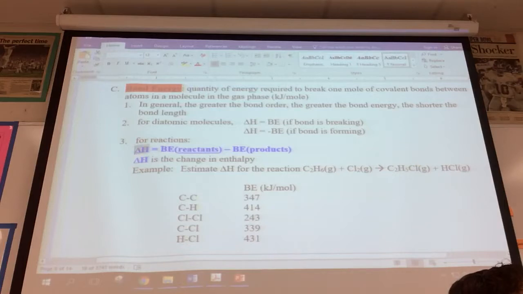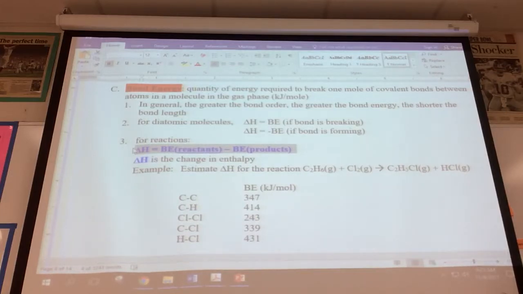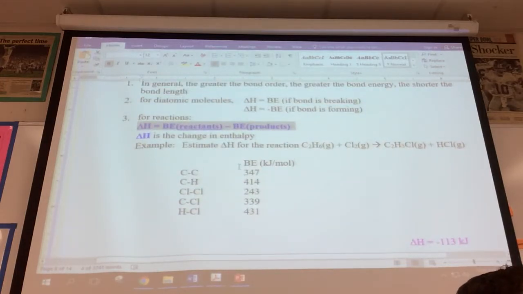What's going to be very tricky to you is the formula, because it's probably the only time you do reactants minus products. So delta H, the change in enthalpy, is equal to the bond energy of the reactants minus the bond energy of the product. So this is one of the few times you do reactants minus products. And you can determine if a reaction is endo or exothermic based on the value of delta H. If negative, it's exothermic. If positive, it's endothermic.